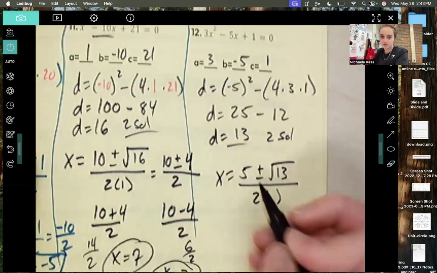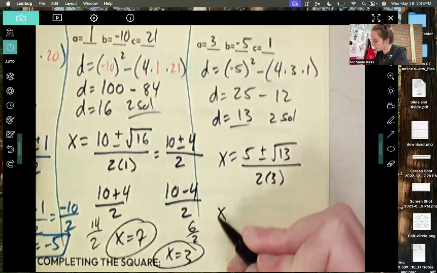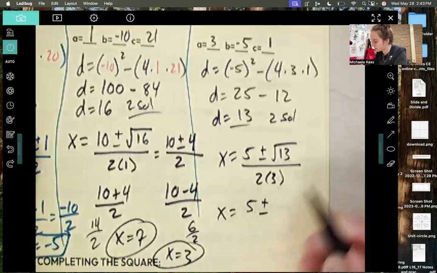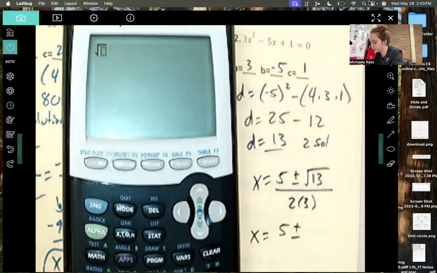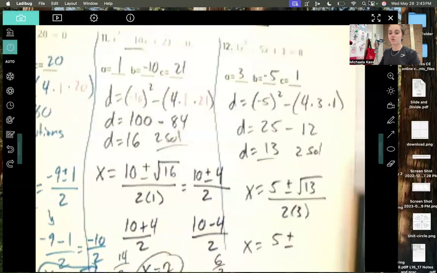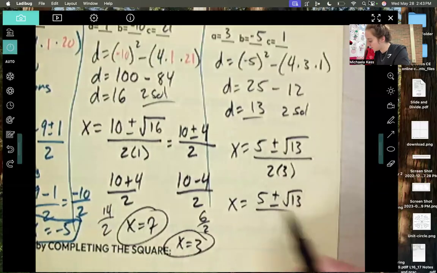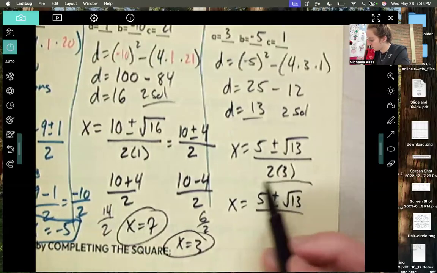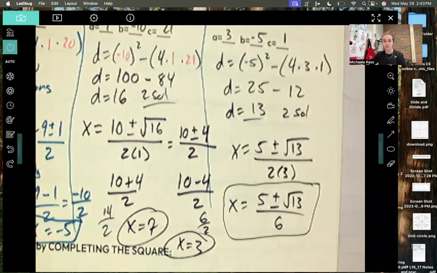What is a? 3. Okay, now let's keep simplifying this. We got x equals 5 plus or minus. Do we know what the square root of 13 is? Let's see. Square root of 13. Yikes. Decimal. We don't like that. So again, it says keep it in exact form. So we're going to keep it the way we see it. And what is 2 times 3? 6. So this is our final answer. You can't go further. We want it in exact form. This is exact form. We're good.